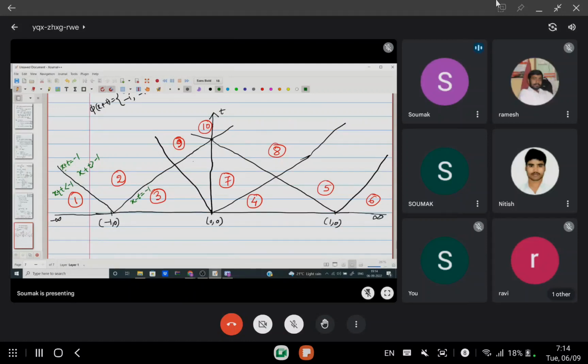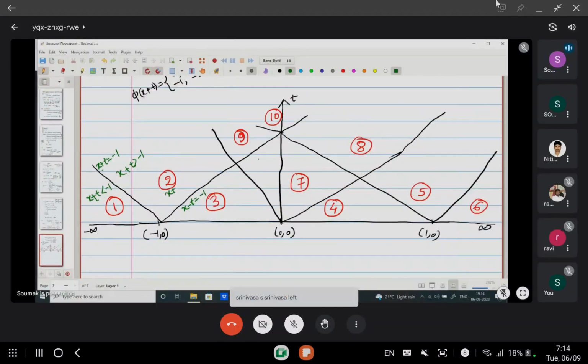So what is this region? The left hand side region is x minus t less than -1, and the right hand side region is x minus t greater than -1, like that. This line is the x equal to minus t line. So this region is x plus t less than 0, and this region is x plus t greater than 0. Like that I divide. Is it okay?